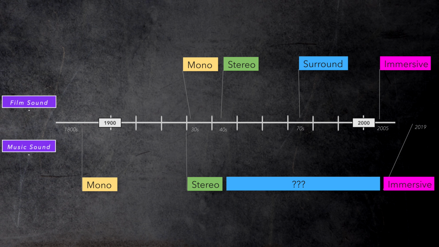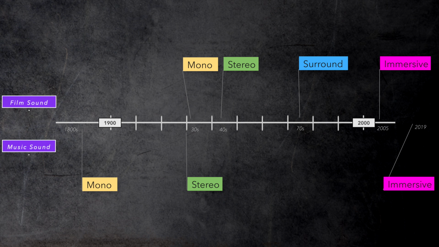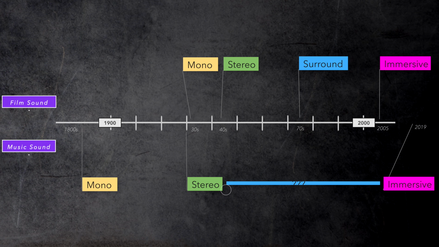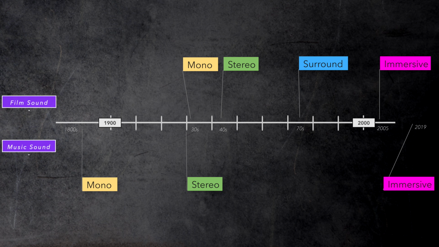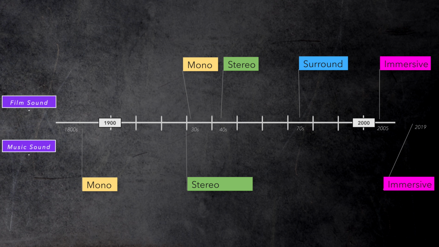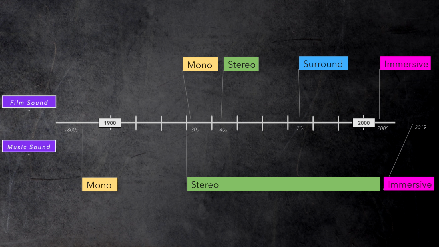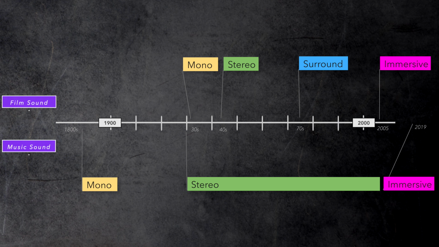But what happened in between? Where was the big surround era in music recording? Michael Jackson's Thriller, Bruce Springsteen, Garth Brooks? Nothing. There was a big dry spell and sound was pretty much stuck in stereo since the 1930s, at least for commercial music production.